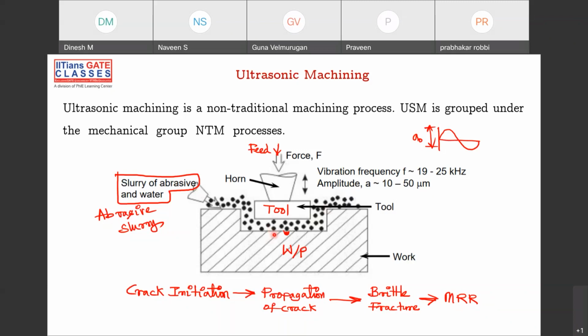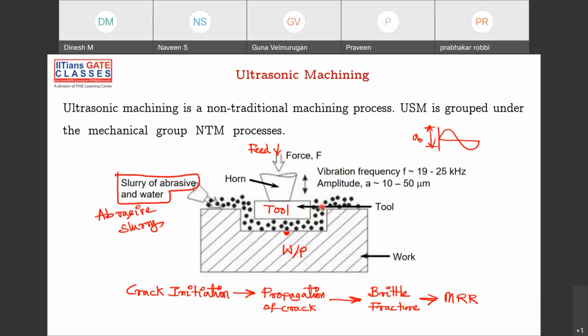Because of the high velocity, the workpiece gets an indentation here. It removes material because these abrasives are harder than the workpiece. Remember, the tool need not be harder. It can be anything; what is important is that it has vibrations. Once the abrasive particle hits, crack initiation happens, after some time the crack propagates, and then there is a brittle fracture.